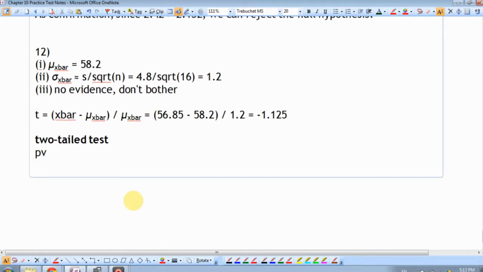The p-value is going to be equal to the probability that t is greater than 1.13. Sorry, 2 times. Because it's a two-tailed test, we're just going to take the positive tail and calculate the positive tail. You could do the negative tail, no problem.